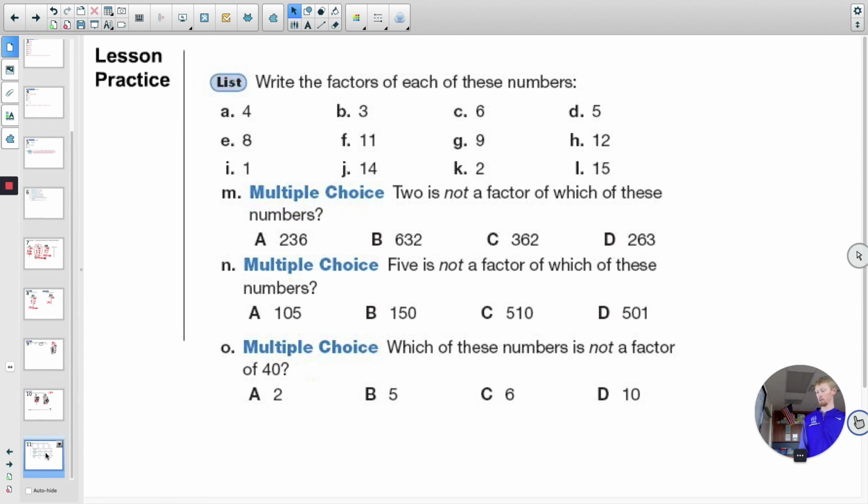All right, here is your lesson practice working with factors.